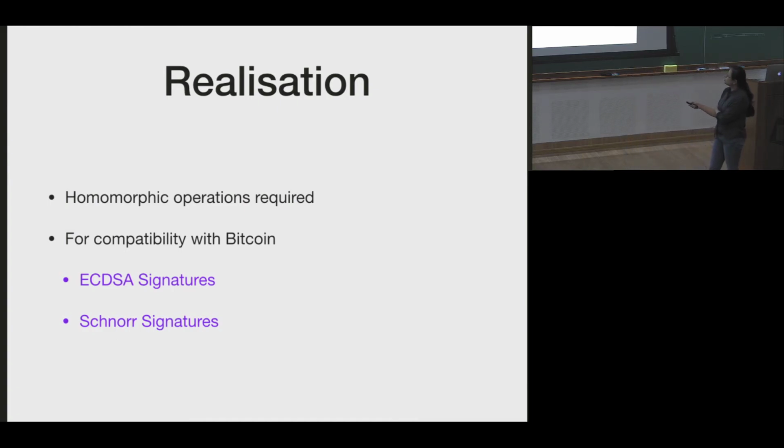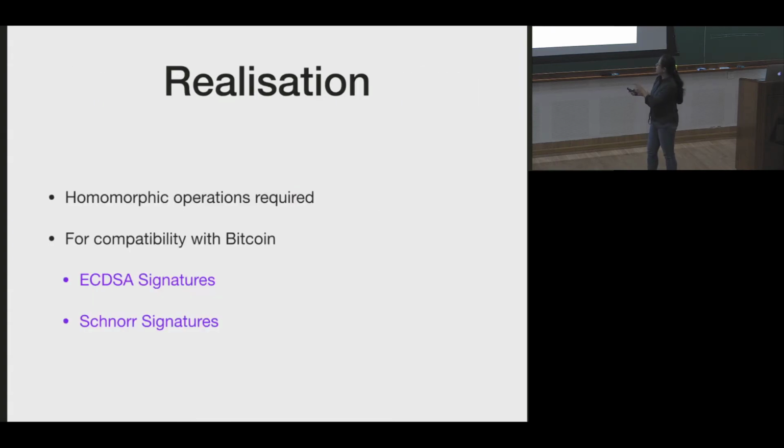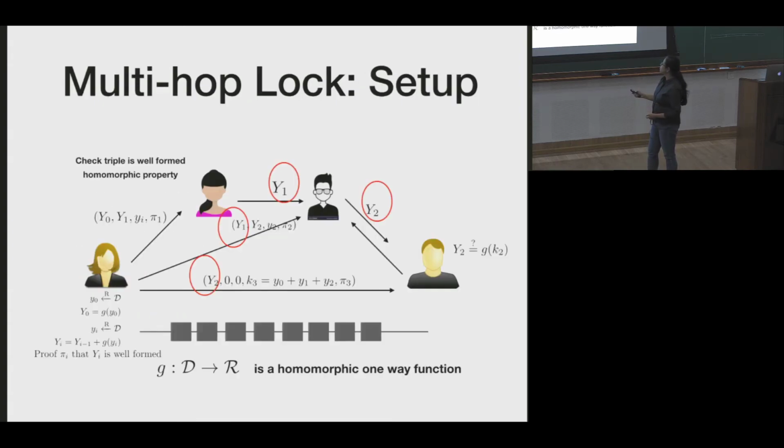So what I do, there are possibly two candidates, there could be more. One of them is a signature. Why am I talking of signatures all of a sudden? Because of this. I'll explain why I need signatures, and this specific type of signature, because they have the homomorphic property, and they are also compatible with Bitcoin.